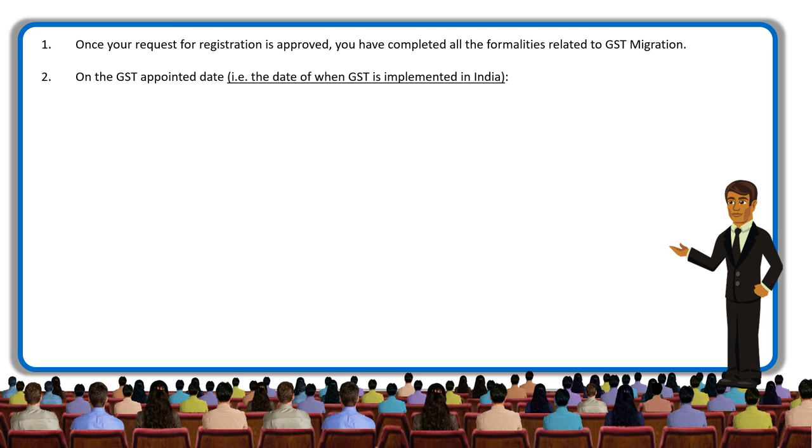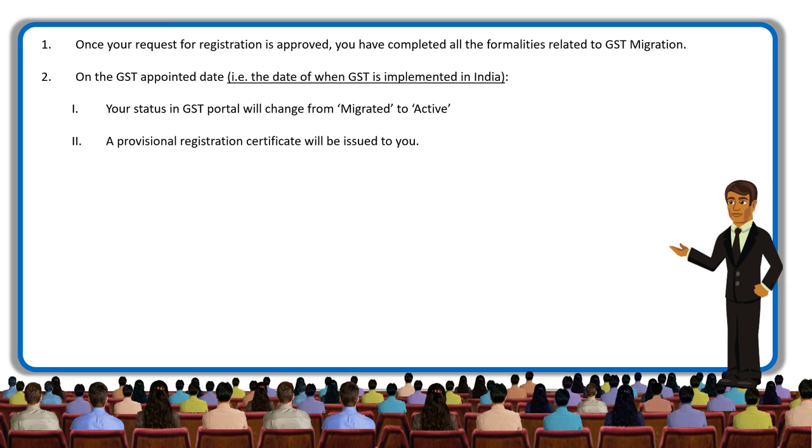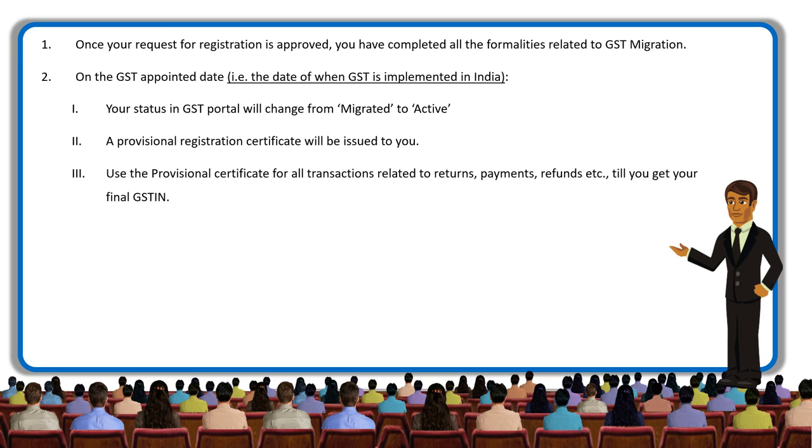On the GST appointed date, that is the date when GST is implemented in India, your status in GST portal will change from migrated to active. A provisional registration certificate will be issued to you. Use the provisional certificate for all transactions related to returns, payments, refunds, etc. up to 6 months or till you get your final GSTIN, whichever is earlier.